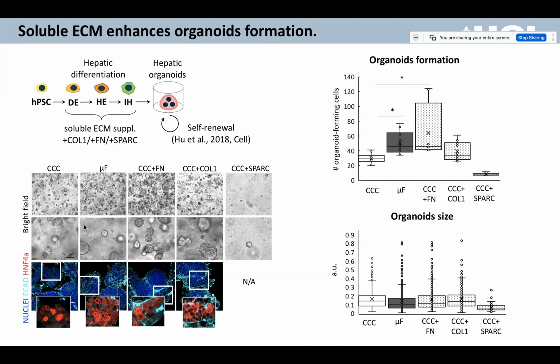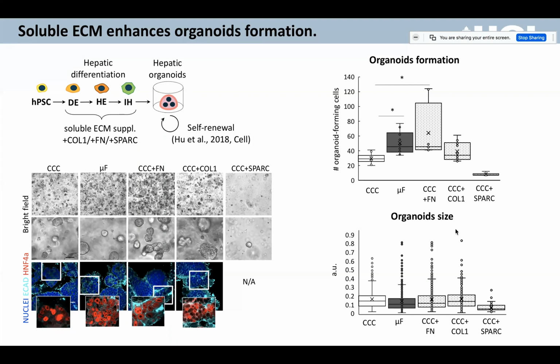So we first analyzed the formation of organoids, and what we found surprisingly is that, first of all, with cells derived in microfluidics, we can obtain more organoids, and therefore more efficiently. But also cells treated with the soluble fibronectin can give rise to a higher number of organoids. And similarly, even though not significantly, we obtain the same with collagen 1, not with SPARC. And we speculated that maybe SPARC alone is not very useful to this system, whereas maybe in combination with other core extracellular matrix proteins it can actually have a role.